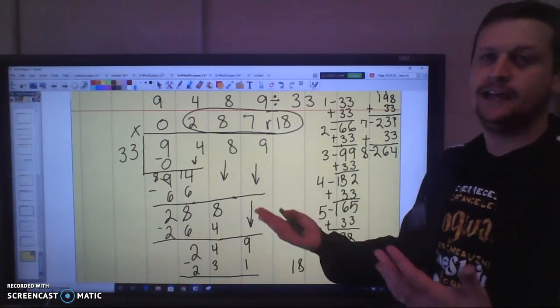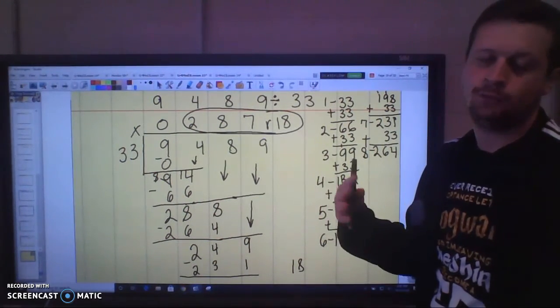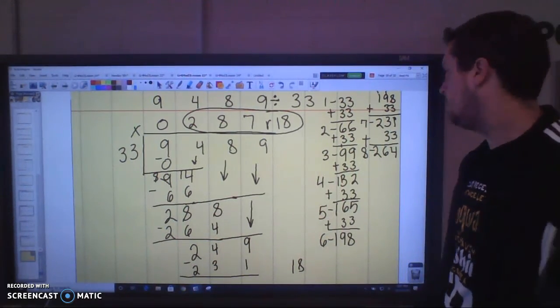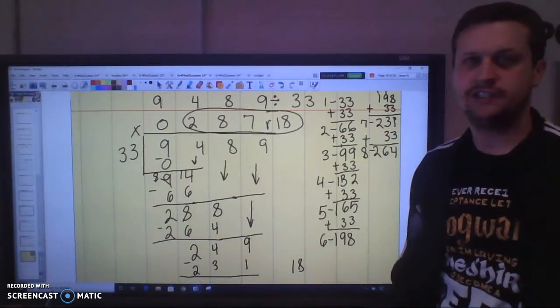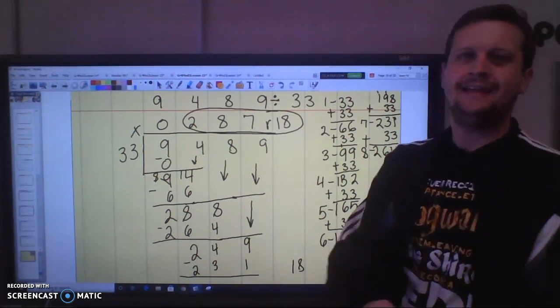That's kind of why I like the estimating one a little bit more, because you don't have to worry about that. Now, you have to worry about your multiplication, but you don't have to worry about doing all that division and getting things crossed off or mixed up. So that is our lesson for today.